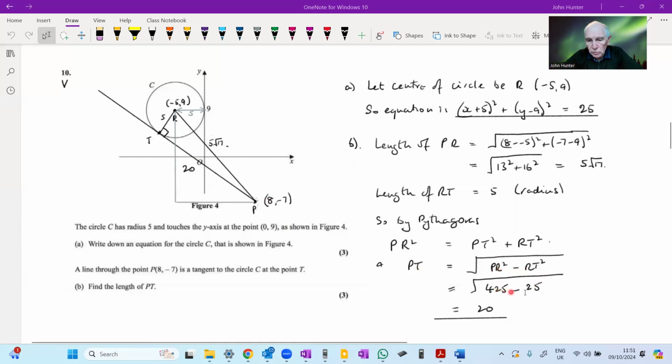PR squared being 425, RT squared being 25, 5 squared. And we evaluate that, we get 20. So the length of PT, therefore, is 20. And we're done. Okay, so I think that's reasonably straightforward, but it does help to illustrate one or two useful things. And thank you for listening.